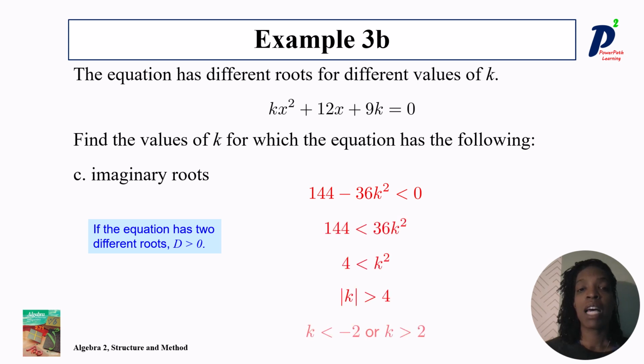Move same things around. Have another compound inequality, but it's an or statement this time. K can be less than negative 2 or greater than positive 2.